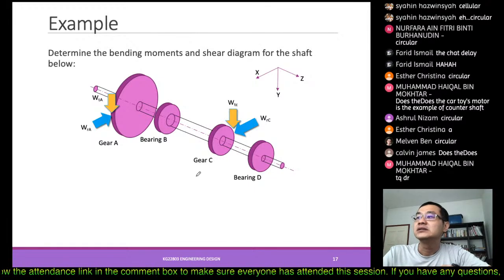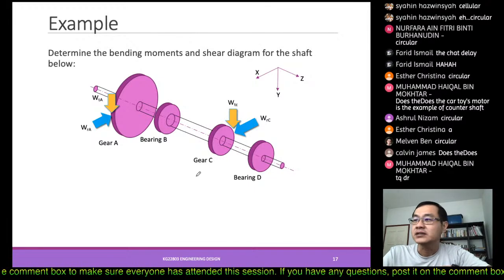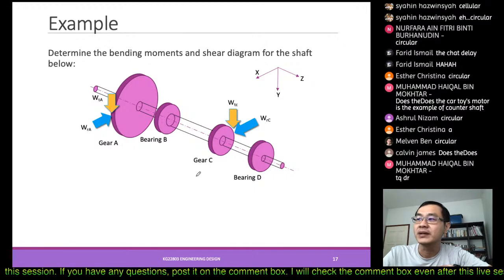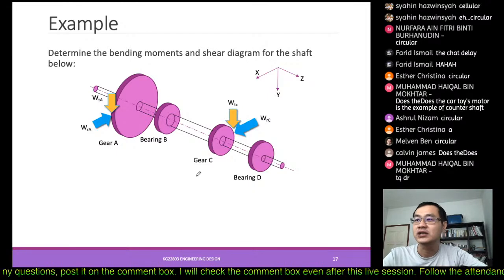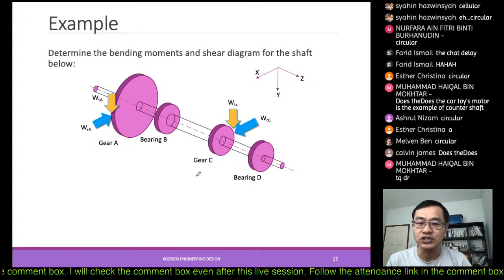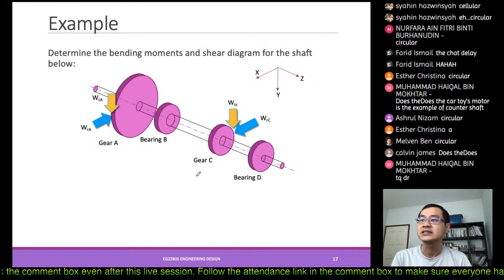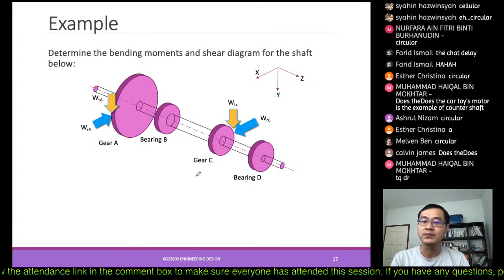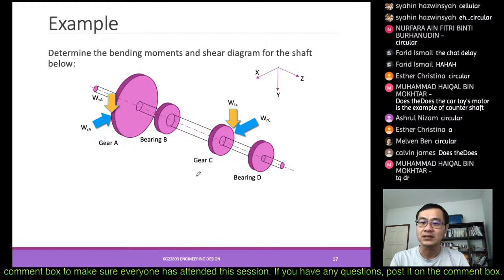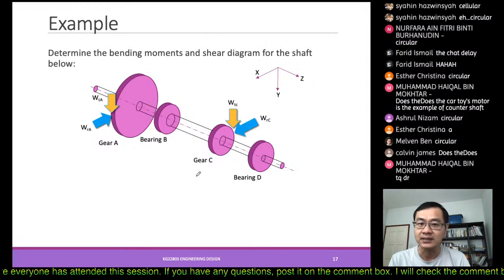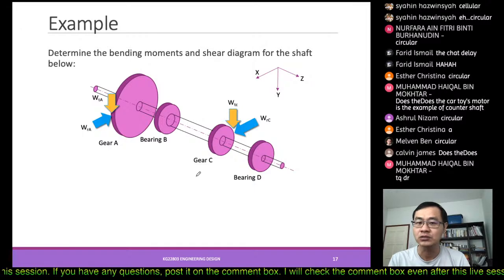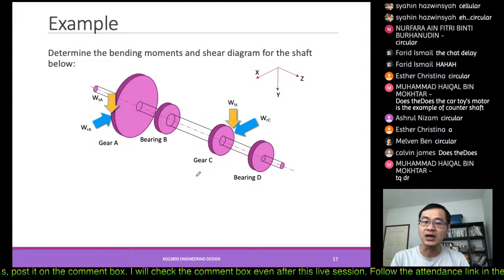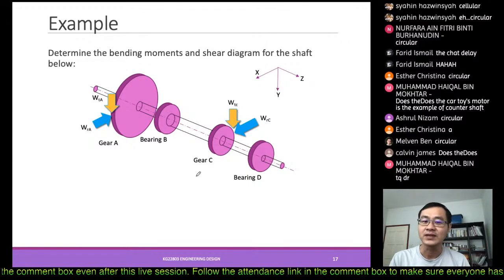So we will go through examples directly to illustrate better. Determine the bending moment and the shear diagram for the shaft below. In general, when we start to design a shaft, these two things are important. I'm not sure whether you have learned about bending moment and shear. I guess if you have taken the applied mechanics course, you should have some idea of this. Now these ideas will be applied for your design.